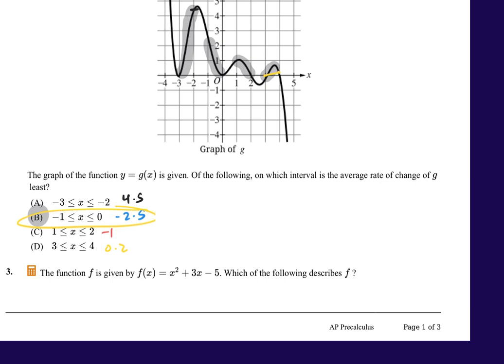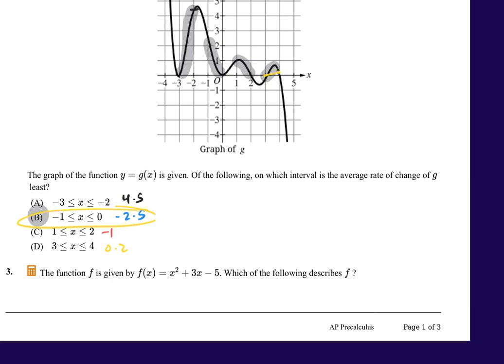I know what you mean, but wouldn't the 3 to 4 be the least because there's no change? No, because it's not saying the least positive change or the least negative change. So you're literally looking for the smallest number.